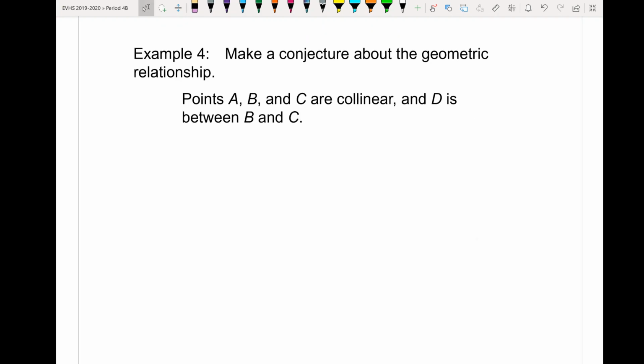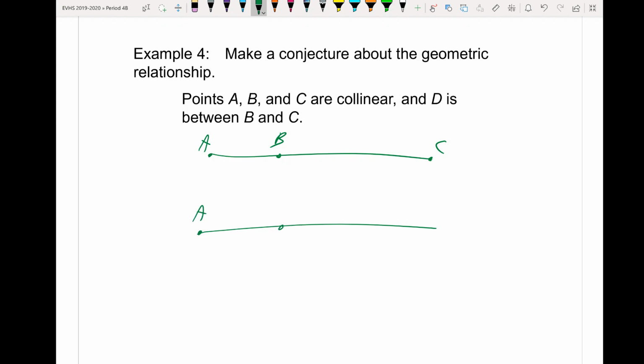Make a conjecture about the geometric relationship. A, B, and C are collinear. So let's go ahead and draw the picture here. Pictures are always worth 1,000 words. Also be careful when you draw a picture. Don't assume that the way you drew it is the only way it can be drawn. For example, for A, B, and C to be collinear, B could also have been over here. So there are different variations on this. You have to consider that when you're looking for truth of things.